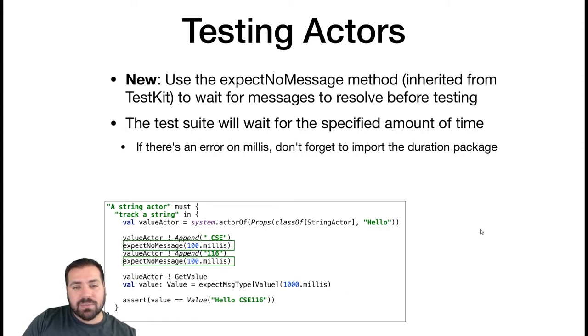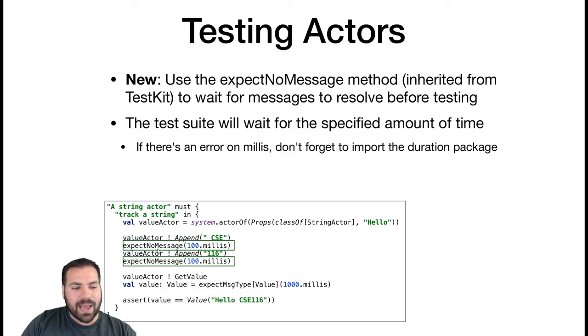We're going to use these methods to do some of our checks. And this expect no message specifically we're going to use to control time. Expect no message is going to wait for this specified time interval, this specified duration, and then move on to the next line. So this, we're going to wait 1/10 of a second and then move on to the next line.